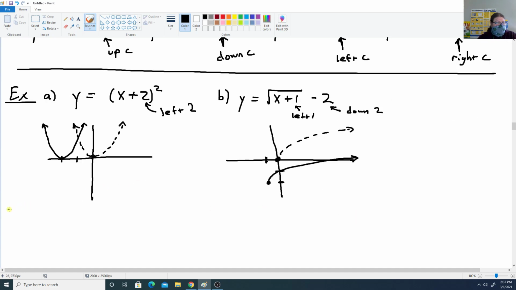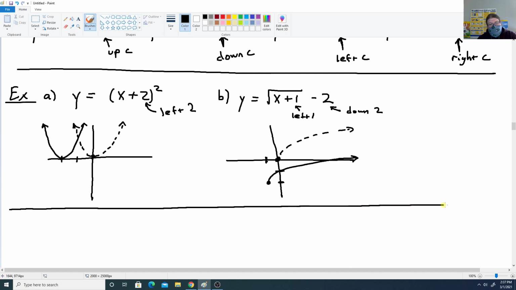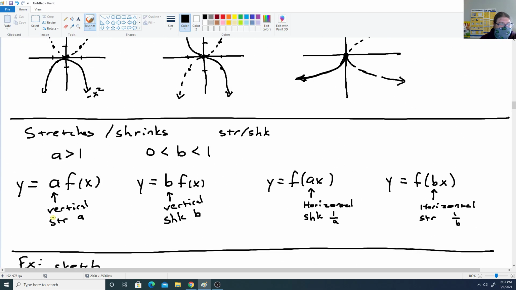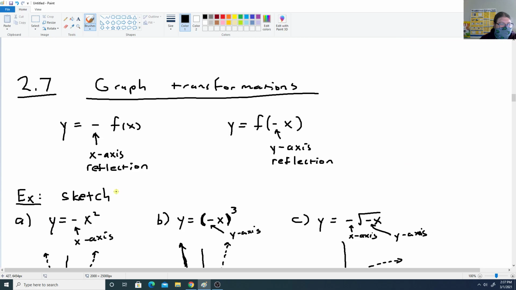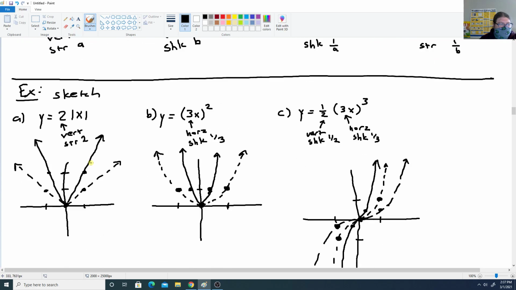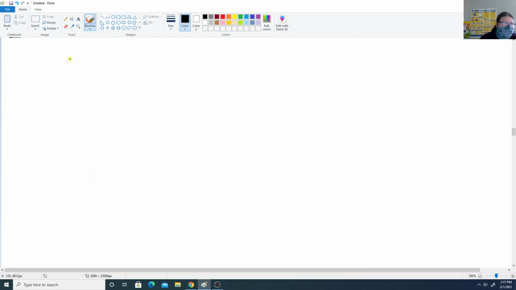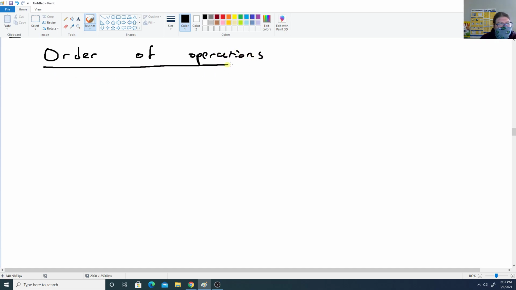So putting this stuff together, we're going to do a couple where we kind of put all these ideas together. When you have stretches, shrinks, reflections, and shifts all mixed together, you're going to end up getting an order of operations that you need to do. So there's an order to these. So we'll say order of operations. And the order of transformations.